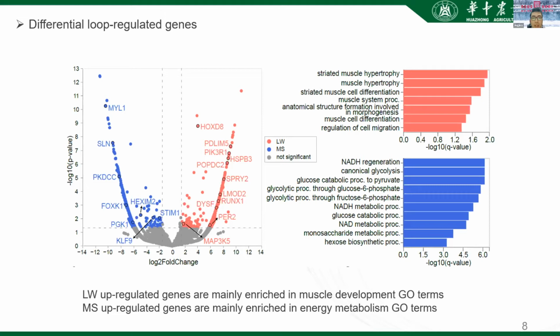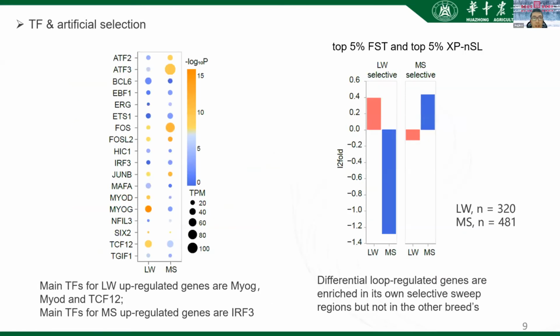As you can see, in Large White, upregulated genes are mainly enriched in muscle development GO terms, while Meishan upregulated genes are mainly enriched in energy metabolism, which is consistent with our reality. And here we also predicted the transcription factors, and we can see that this result is the same. And we also performed artificial selection analysis, and we can find that the aforementioned differential loop regulated genes are enriched in their own selective sweep regions, but not in the other breed.